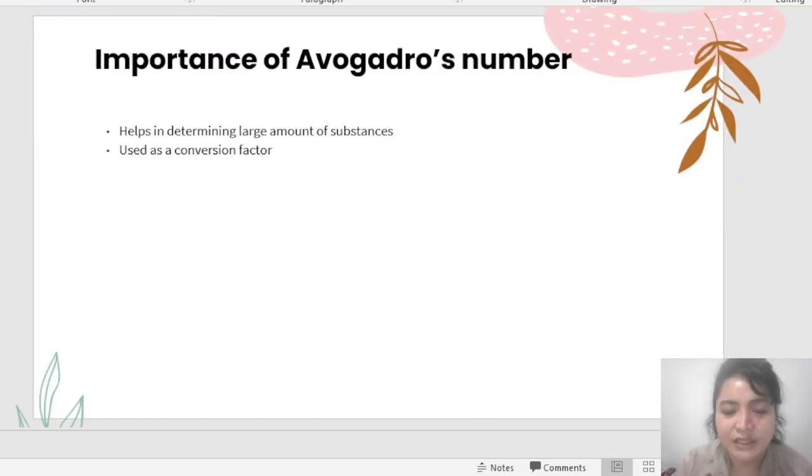What is the importance of Avogadro's number in chemistry? One of the important use is that it serves as a bridge for us to be able to measure large amount of substances. For example, we want to determine how many mole is present in the water. Or, just like in our situation, how many molecules can be found in azithromycin tablet, for example, most especially in this time of pandemic. And it may also be used as a conversion factor.